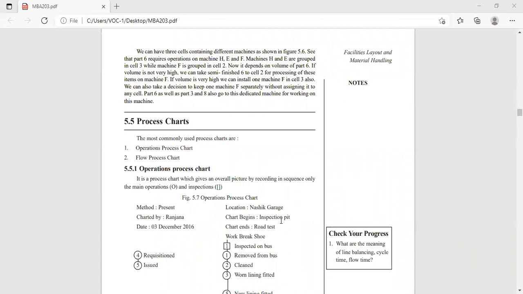Process charts. The most commonly used process charts are the operations process chart and the flow process chart. The operations process chart is a process chart which gives an overall picture by recording in sequence only the main operations and inspections, that is, O and I.